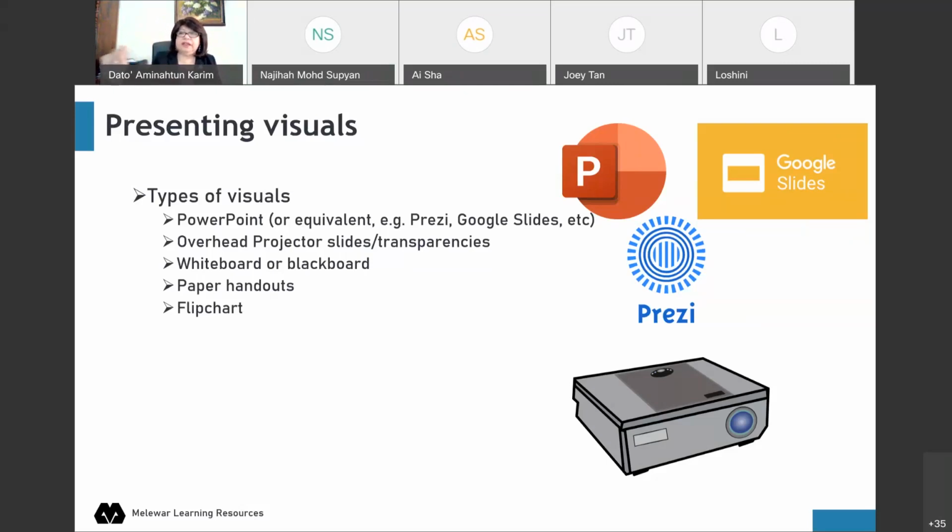Flip chart, of course, is for exercises when you want to do exercises together. And of course, videos. I used some videos just now because videos take you away from just listening to the presenter. When you watch videos, you get another experience. You can see another person presenting, like we saw how Nick presents and how Miss A presents. So that's what you do, right?